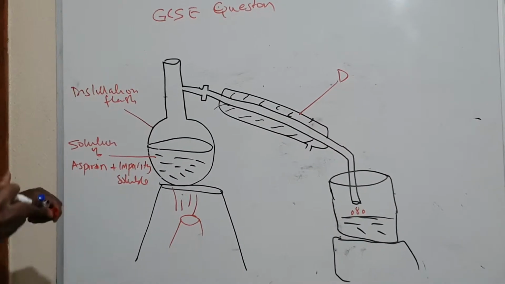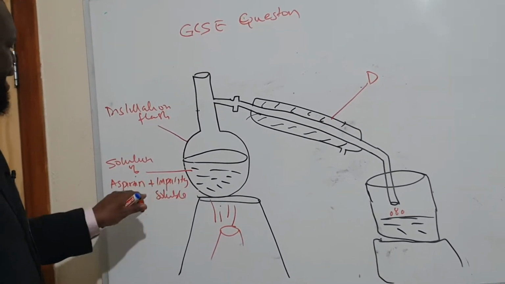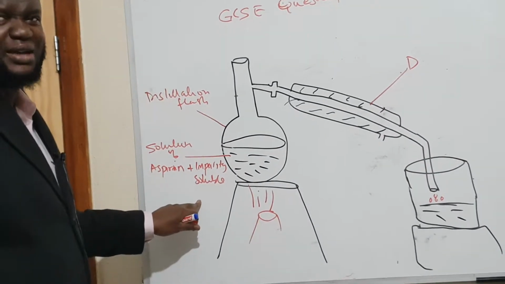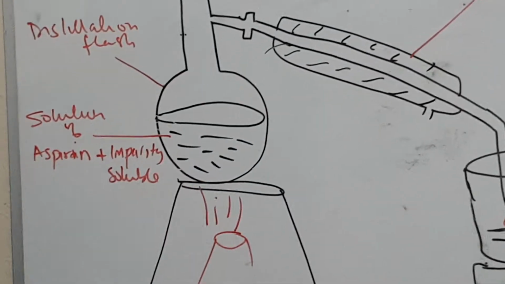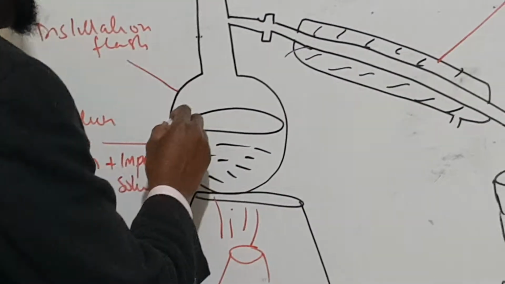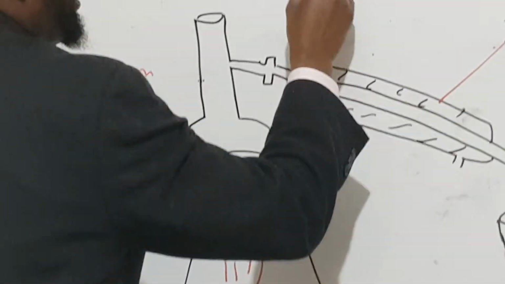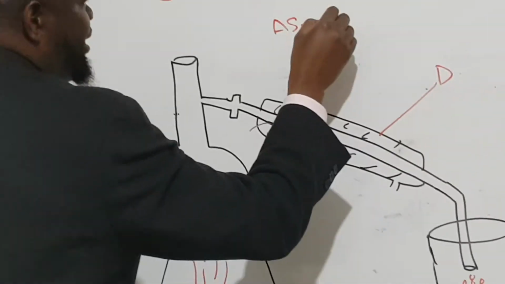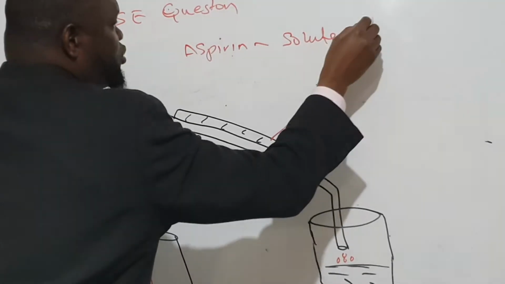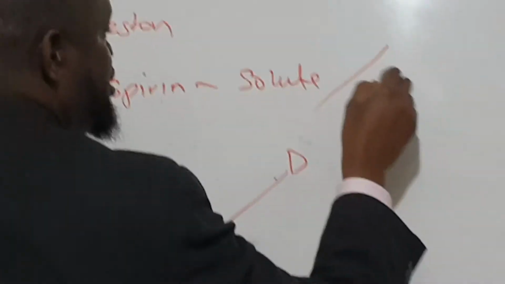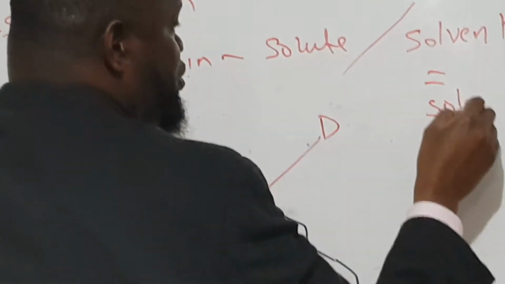Now this is our diagram. The flask contains aspirin and an impurity, something that makes it dirty, but they are all soluble in this solution. So this is a solution. That means aspirin and the impurity are what? They are the solute. So what is the liquid they are dissolved in? The solvent.